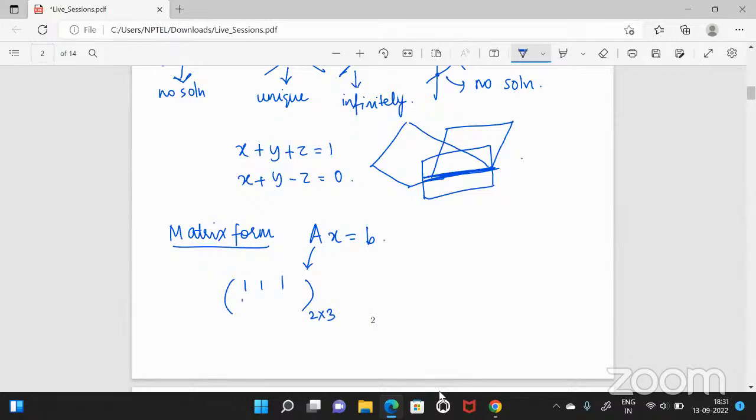So the matrix is 1, 1, 1, 1, 1, minus 1, and my x will be the vector x, y, z, and b will be the vector 1, 0. So this is the coefficient matrix, this is the vector of variables, and this is the right hand input vector that's given. If this is m cross n, then the variable vector will be n cross 1 and the resulting vector will be m cross 1. m denotes the number of equations, n denotes the number of variables. Clear? Yes, madam.